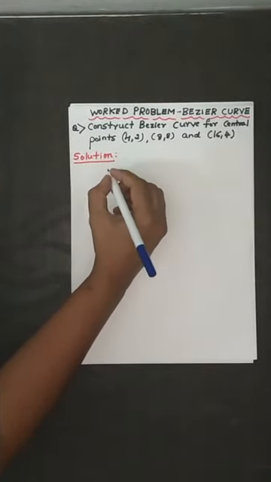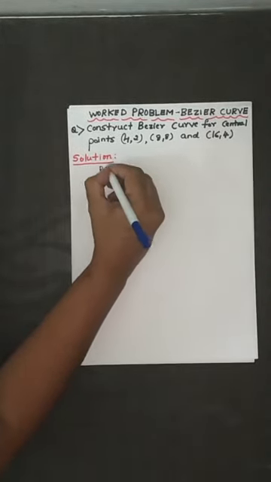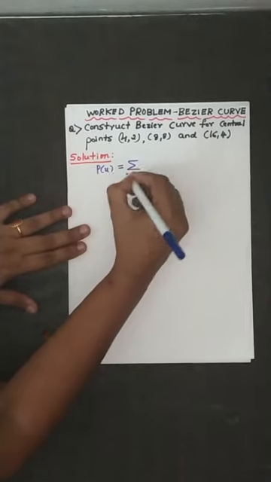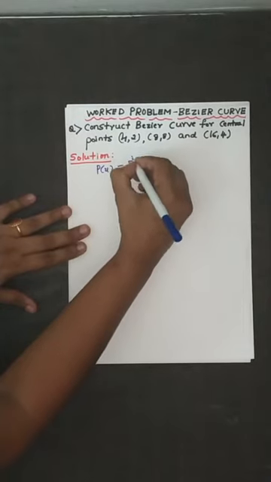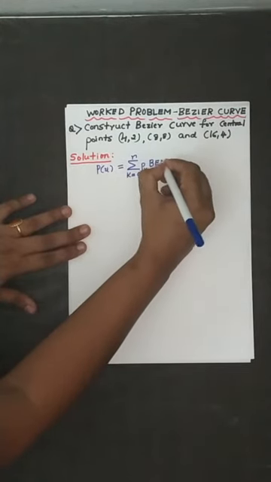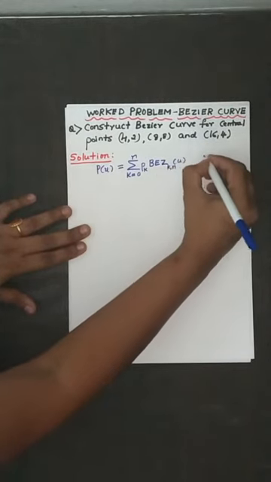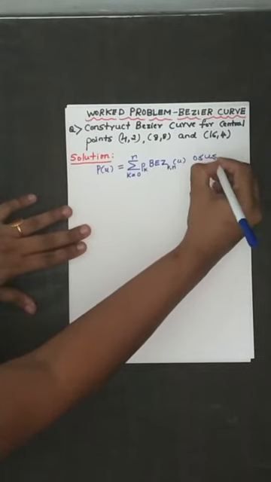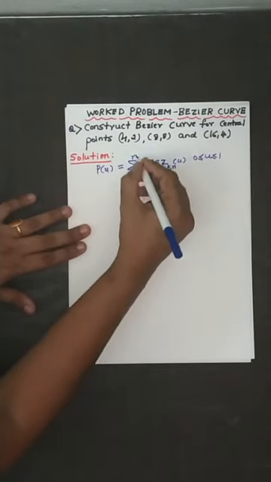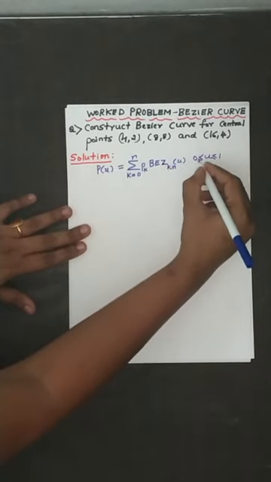So consider the equation of Bezier curve, the parametric equation. The equation is like this: P of u is equal to the summation k equals 0 to n of P of k, the Bezier function for k and n of u, where u lies between 0 to 1. So this is the Bezier curve equation.